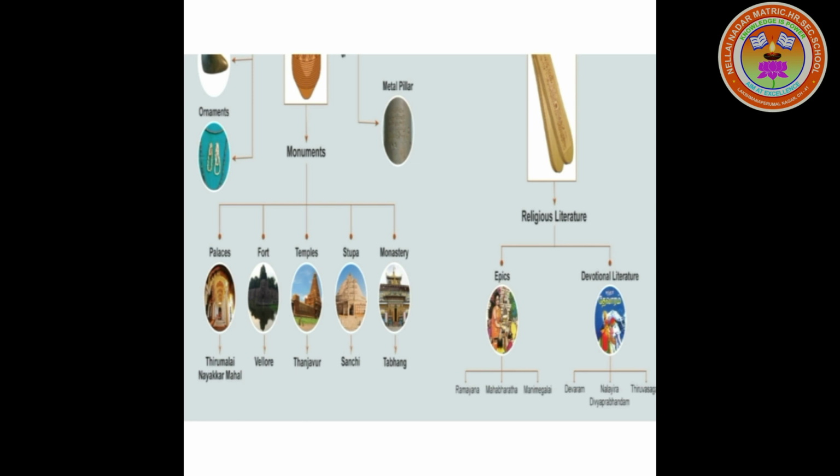Next one is monuments. Monuments are the historical buildings, palaces like forts, temples, stupa, monastery. You all already learned about forts and palaces in 5th standard, right? Now I am going to give you some examples from that. The famous palaces of Tamil Nadu are Thirumalai Nayakar Mahal and Thanjavur Maratha Palace. The forts of Tamil Nadu are Vellore Fort, Gingee Fort and Dindigul Fort. The famous temples of Tamil Nadu are Brihadeeswarar Temple, Thanjavur, and Meenakshi Amman Temple in Madurai. Stupas. Sanchi Stupa built by Ashoka. Next one is monastery, that is Tawang.